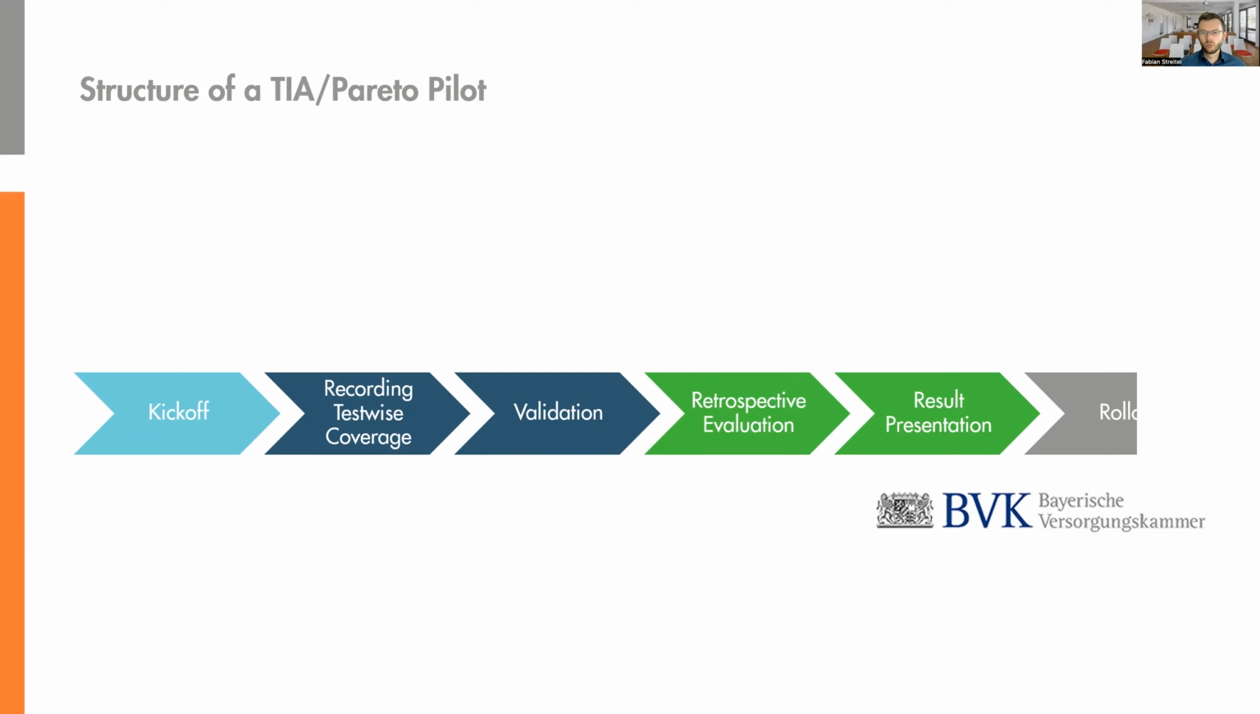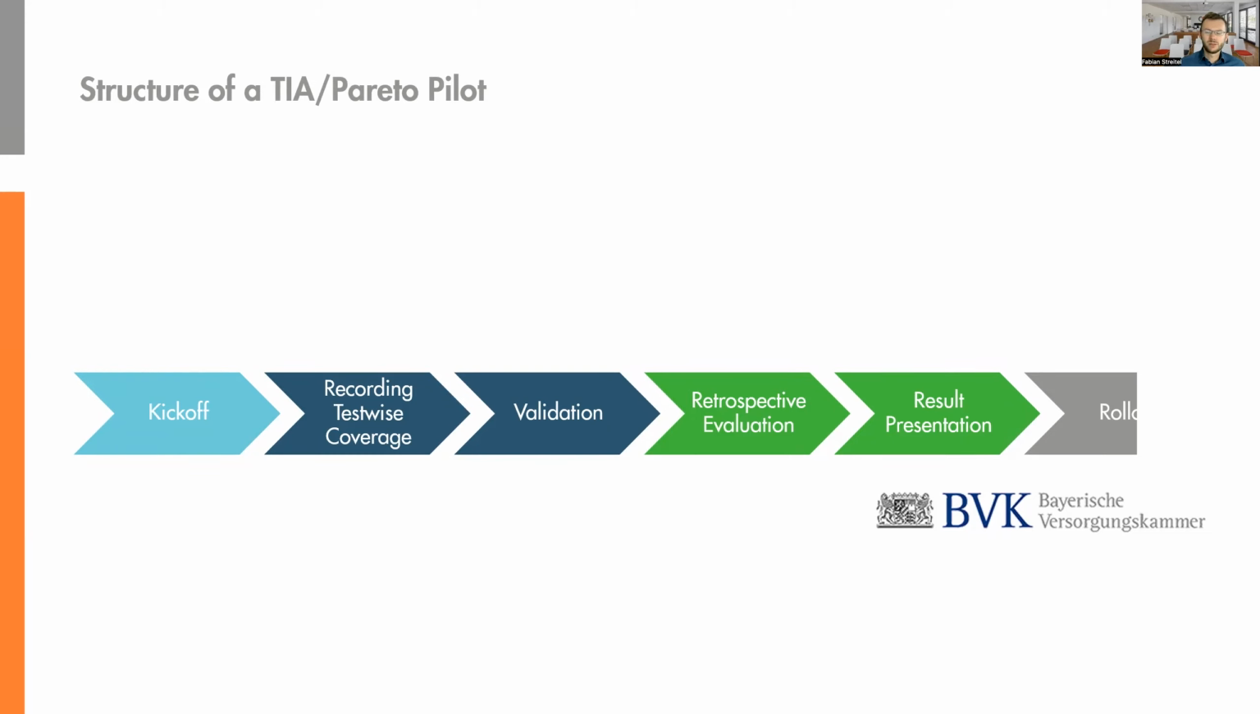Now, how does this normally work? We split the pilot into two phases, the blue phase and the green phase here in the slides. In the blue phase, we will do all the technical setup. So we will record test-wise coverage once and do a little validation to see that the data is actually correct and we don't have any technical problems.